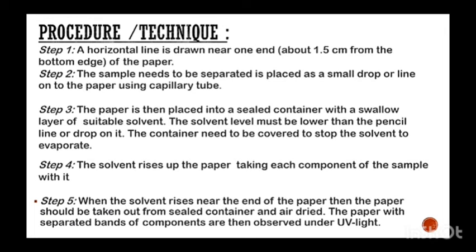The next is the procedure or technique of paper chromatography. First, a horizontal line is drawn near one end of the filter paper. The line should be approximately 1.5 cm away from the bottom edge. Then the sample which needs to be separated is placed as a small drop or line onto the paper using a capillary tube. This drop is placed on the horizontal line which we have drawn earlier. The paper is then placed into a sealed container with a shallow layer of suitable solvent.